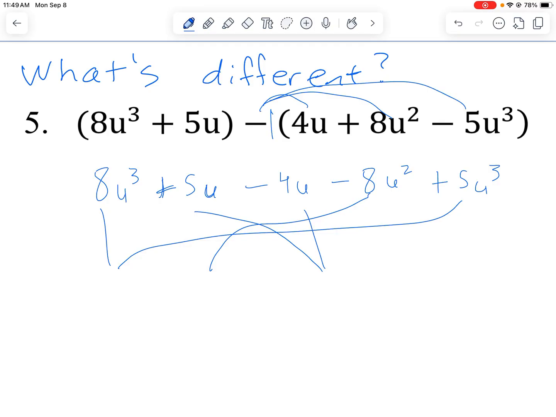But we got 8u to the third plus 5u to the third. That is 13u to the third. And then we got just a negative 8u squared. It didn't have a buddy to combine with. And then we got 5u minus 4u, which is going to be plus 1u or just plus u. All right, 1u is the same thing as just u. And I want to talk about this order I put it in. This is what we would call standard order.